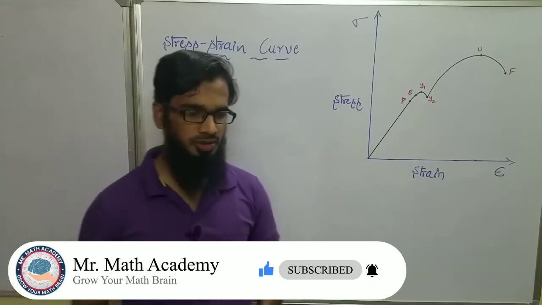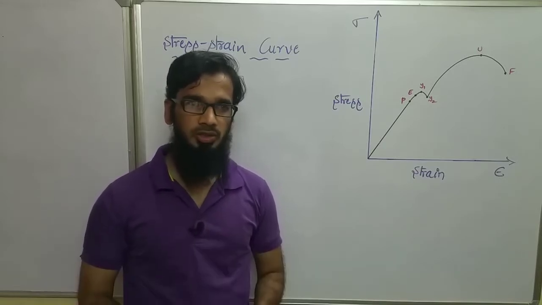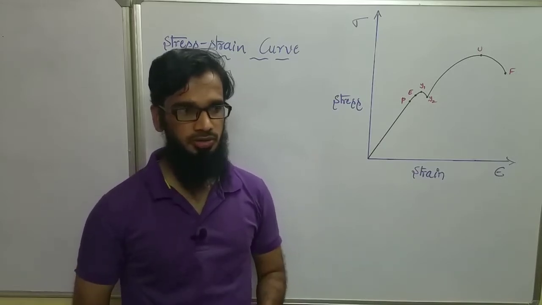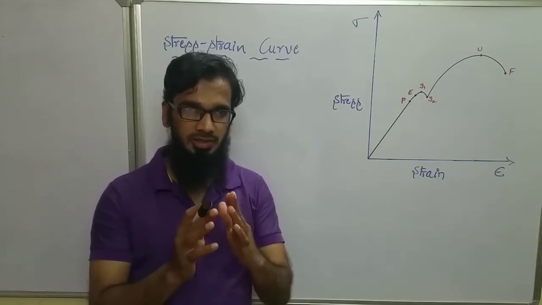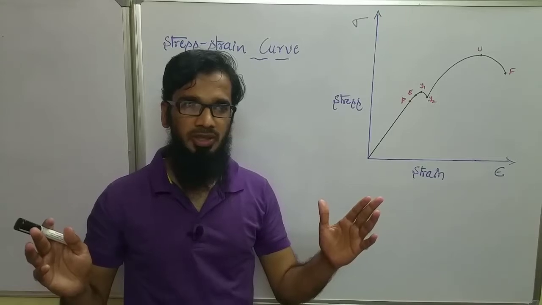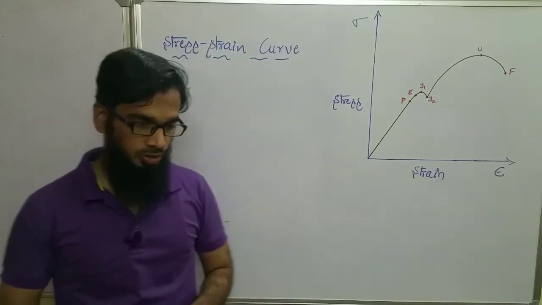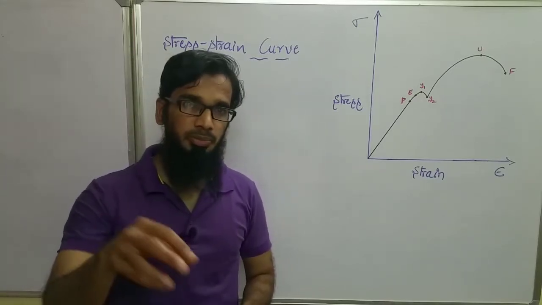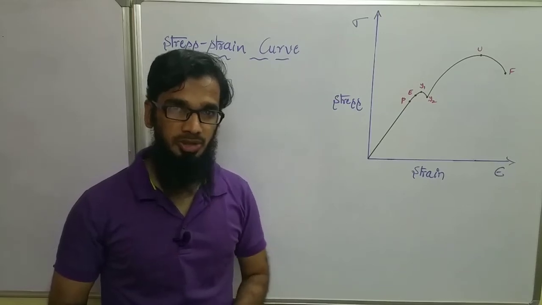So what happens when a member is subjected to an external load? Deformation takes place. The longitudinal dimensions increase, but the lateral dimensions decrease. So there will be a development of strain because of the changes in the dimensions here.